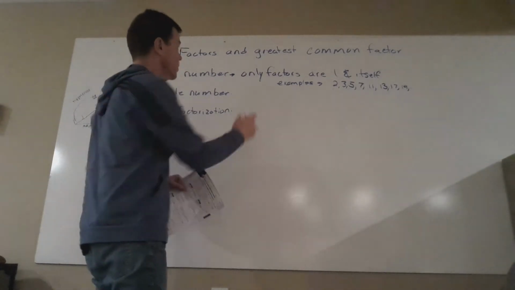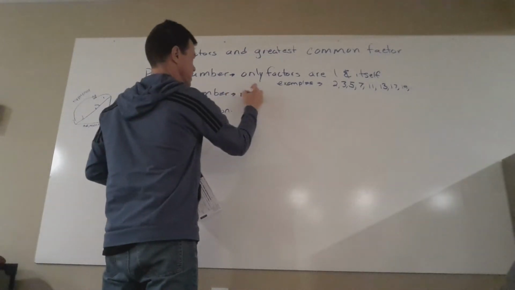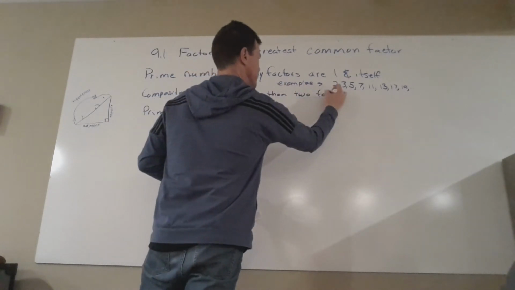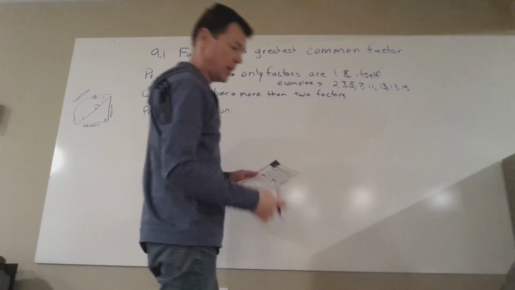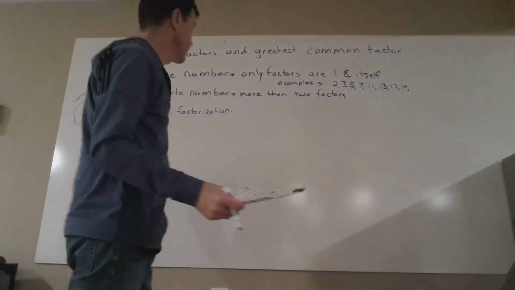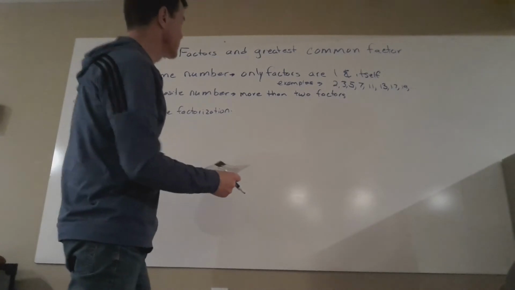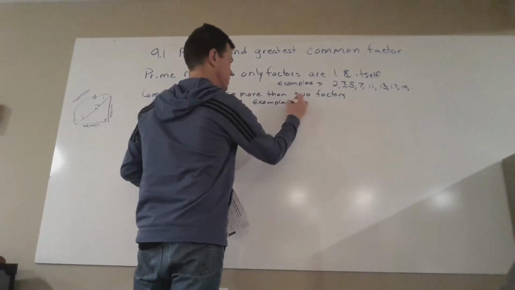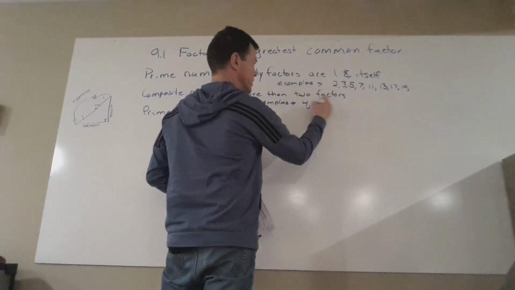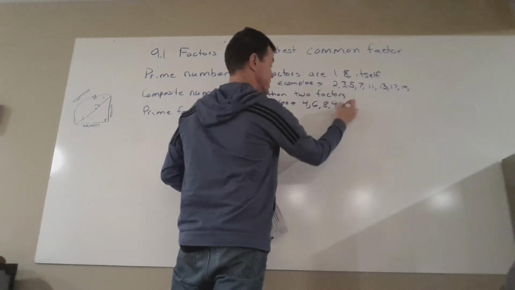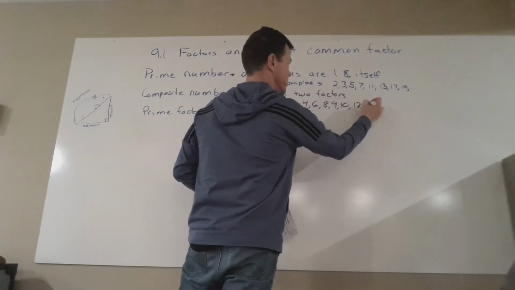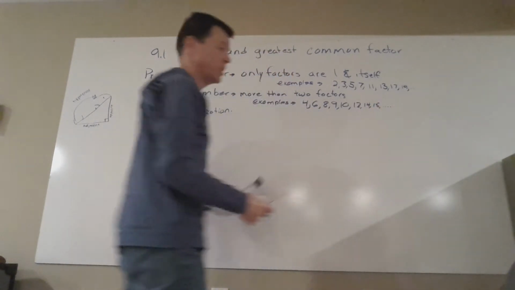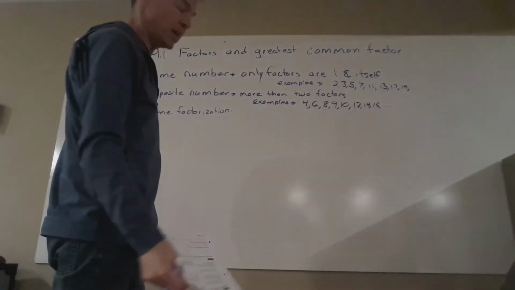Composite numbers have more than two factors. And factors are just two numbers that are multiplied together. That's all a factor is. So anyway, more than two factors. Examples: 4, 6, 8, 9, 10, 12, 14, 15, and so on. Those will have more than two factors.